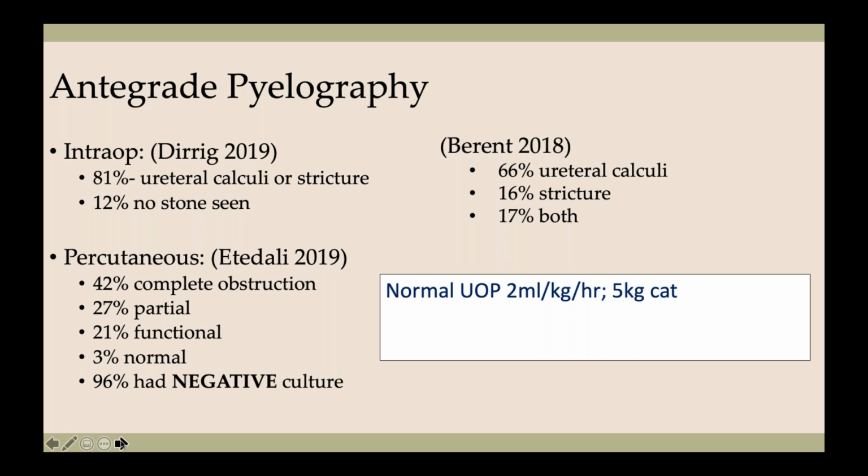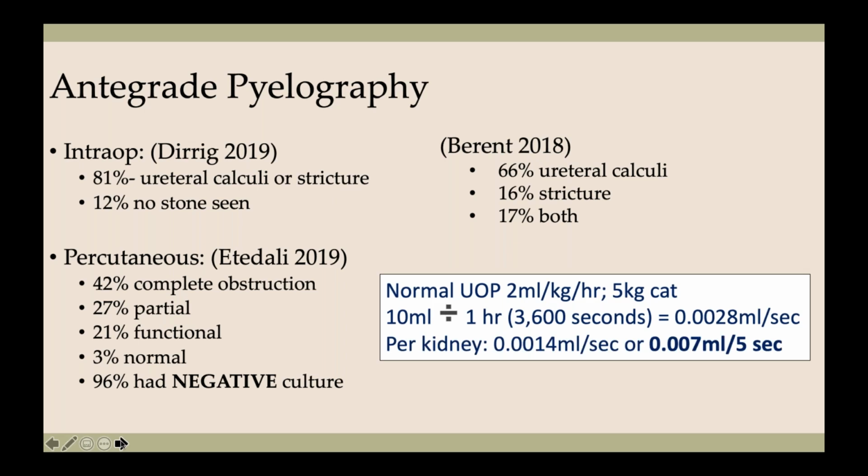And if we just think for a second, if the normal urine output is 2 mils per kg per hour, and we have a 5 kilogram cat, then that 5 kilogram cat will be making 0.0028 mils of urine per second, which divided per kidney is 0.0014 mils per second, or over a 5-second push, that kidney will make 0.007 mils.